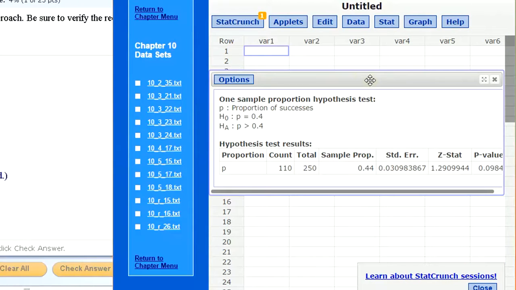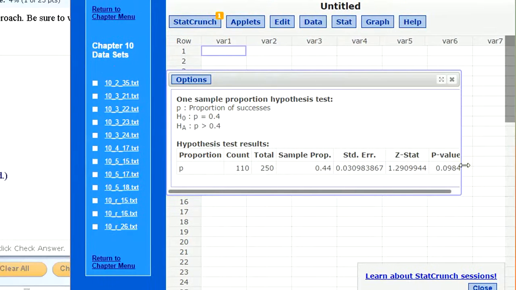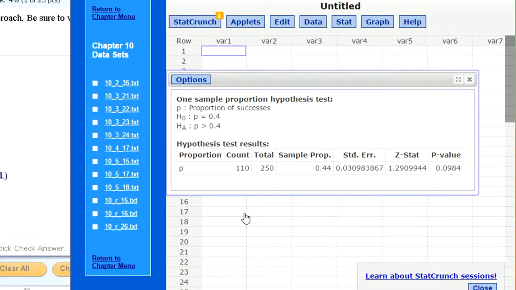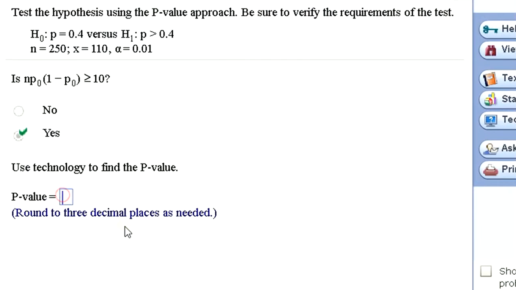And what we're going to get here, I'll make this a little bigger so we can see it all. We are given the p-value. We're given a standard error of our estimate of 0.44, the z-statistic 1.29, and the p-value. So all we need here is the p-value. Let's just copy it in with 3 decimal places, 0.0984.